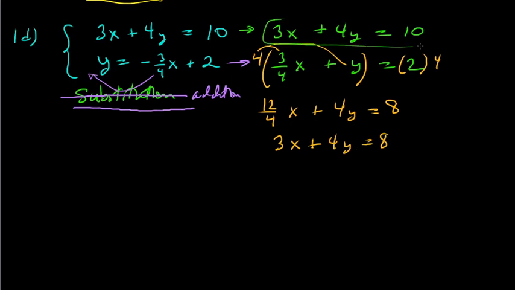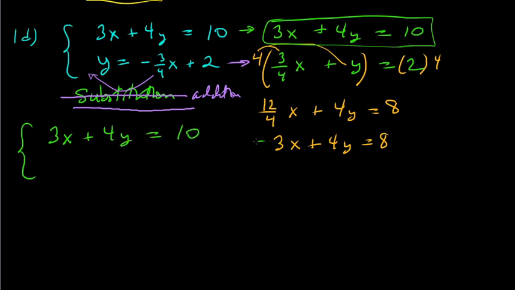But remember, this is the top equation, and they look awfully similar. So I'm going to copy them down again. The first equation is 3x plus 4y equals 10. The bottom equation is 3x plus 4y equals 8.